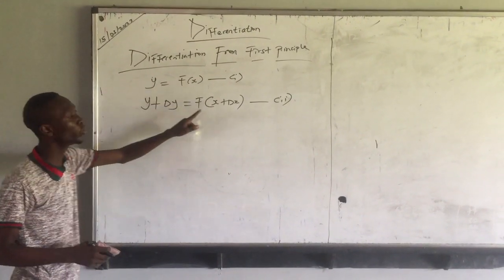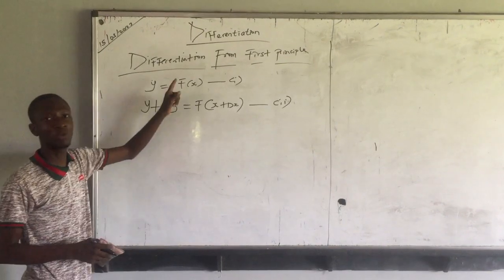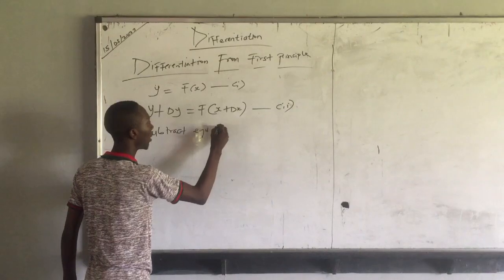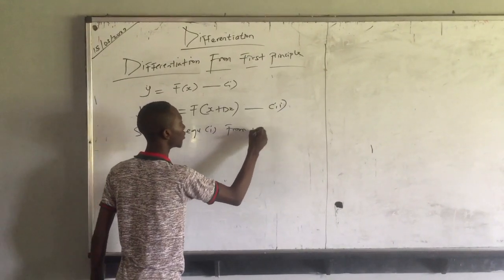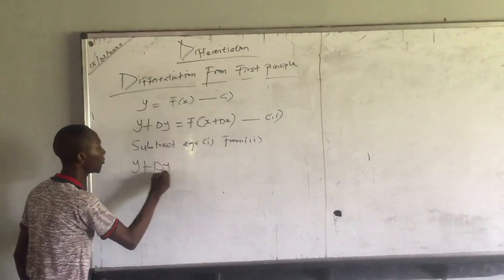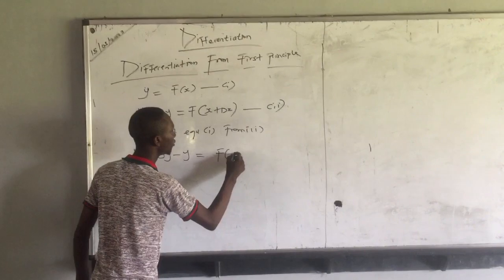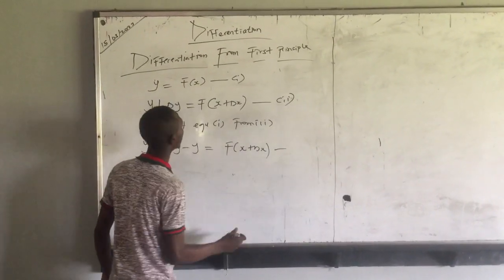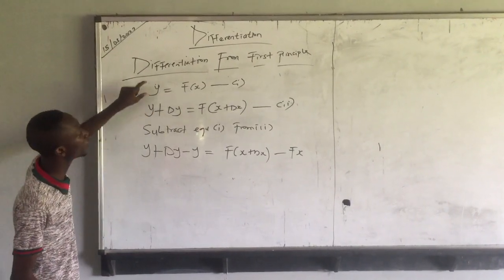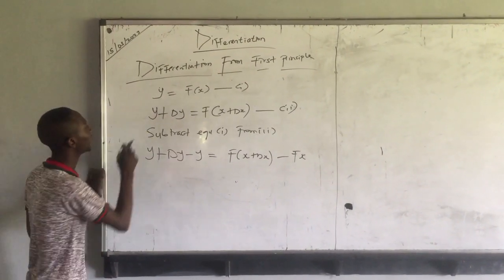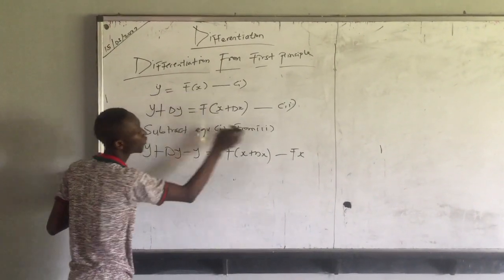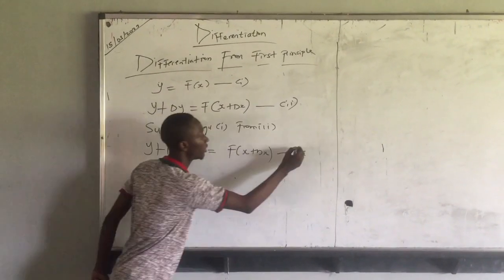Subtract equation 1 from equation 2. So we have y plus dy minus y equals f(x plus dx) minus f(x). If we subtract equation 1 from 2, that will be y plus dy, remove y, equals f(x plus dx), subtract equation 1 from it, so it becomes this.